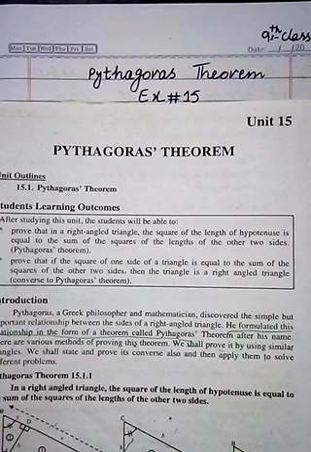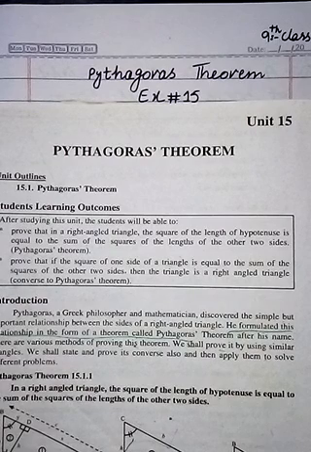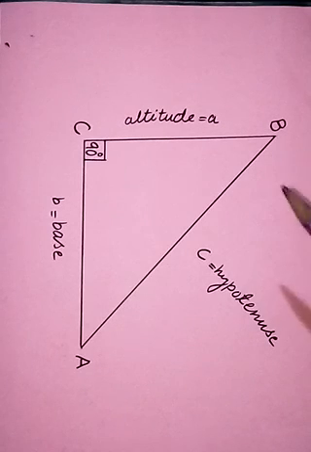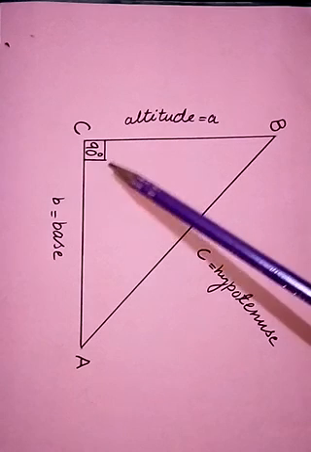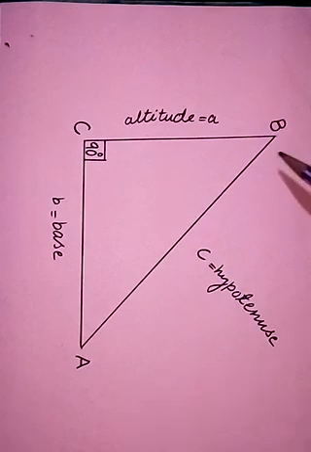Today we will start unit number 15, Pythagoras Theorem. Before starting this exercise, we will first of all discuss its concept. You know that there are many types of triangles: scalene triangle, isosceles triangle, right angle triangle. But here we will discuss the right angle triangle. A right angle triangle has one angle equal to 90 degrees. That is the right angle triangle.